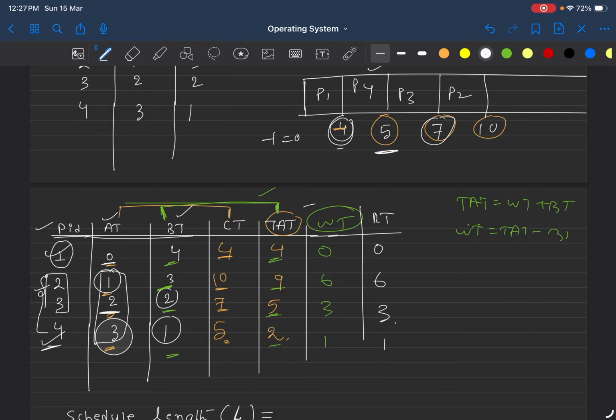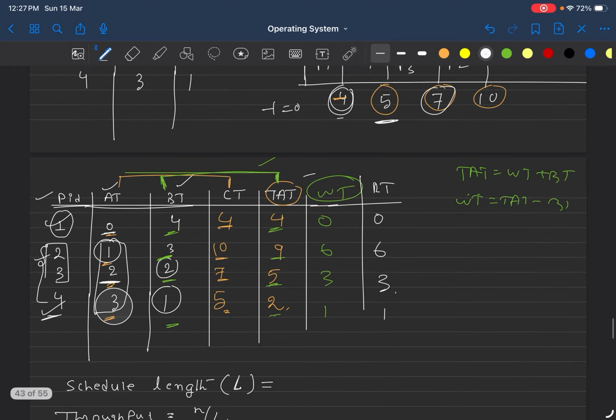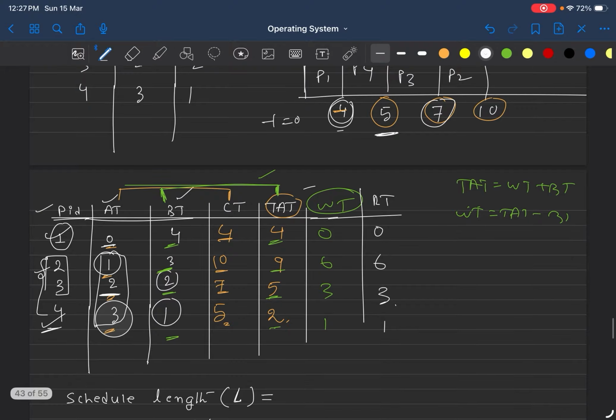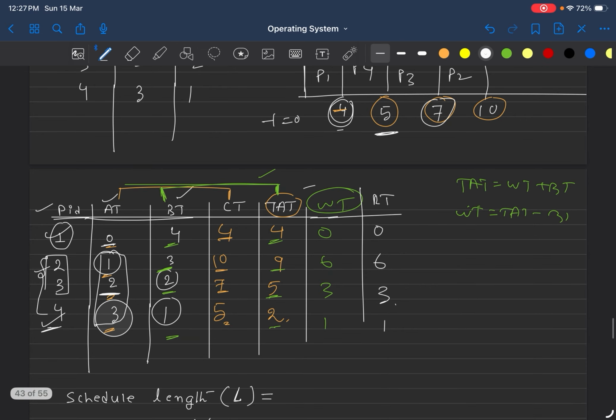4 minus 3 is 1. So now let's move to the next part of the video. So what is the schedule length? Schedule length I have already told you. I have already given you multiple times the example in the previous videos. So it is the maximum of completion time across all the processes minus the minimum of arrival time across all the processes.